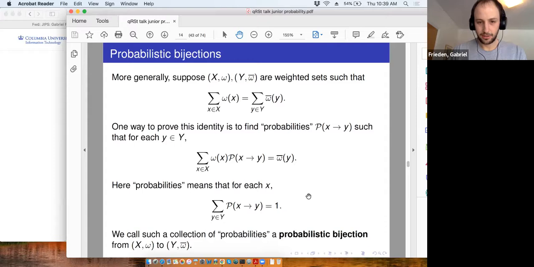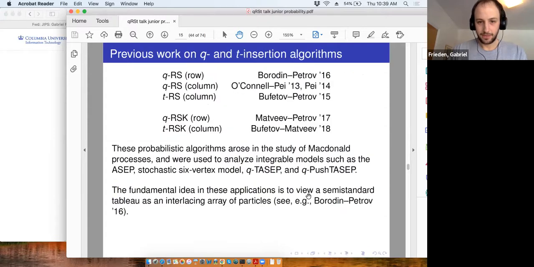Okay, so there's been a lot of work in the past 10 years on single parameter randomized insertion algorithms. These are related not to the Macdonald polynomials, but to either the q-Whittaker or the Hall-Littlewood polynomials.